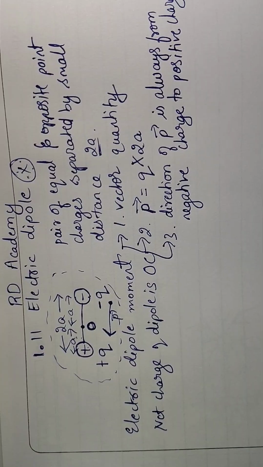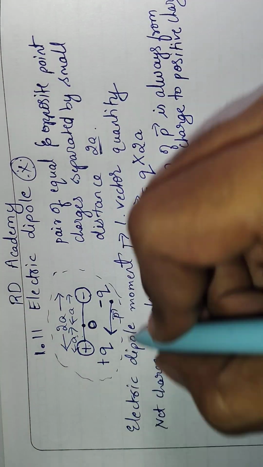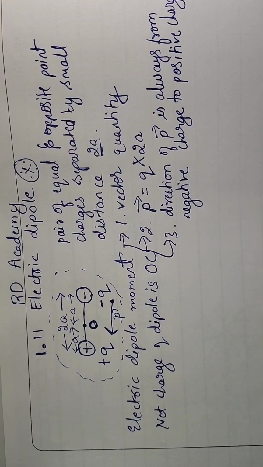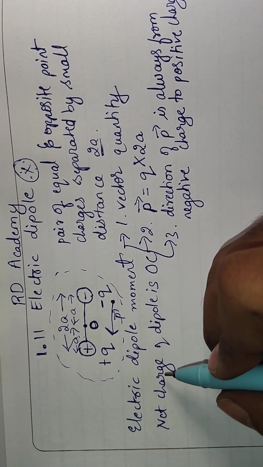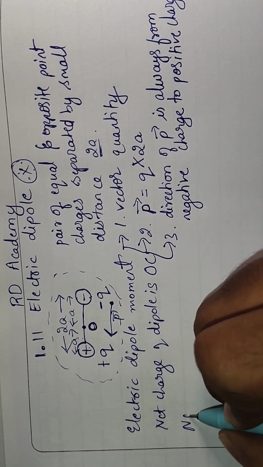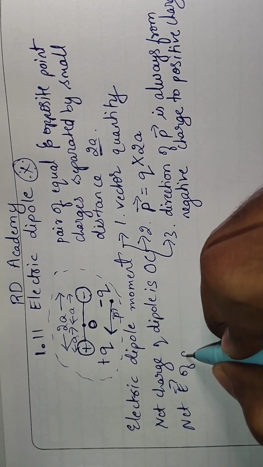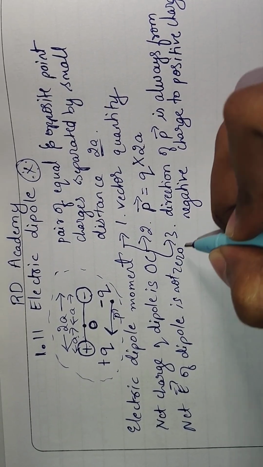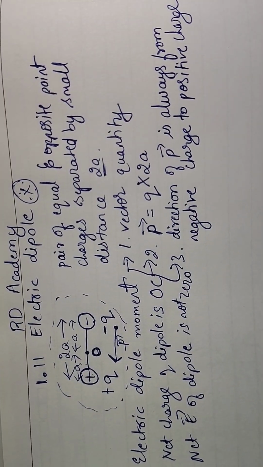Okay, but does that mean the electric field of this entire dipole is always 0? No, that is not true. Even though the net charge of the dipole is 0, the net electric field of a dipole is not 0. That is the important thing that you need to remember.